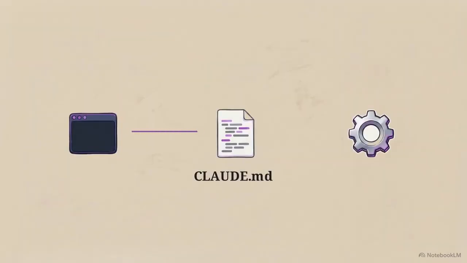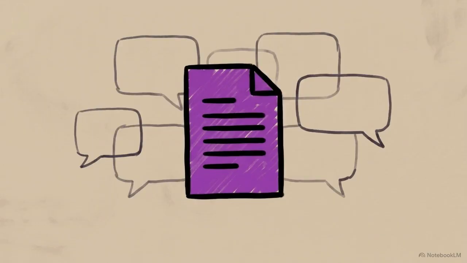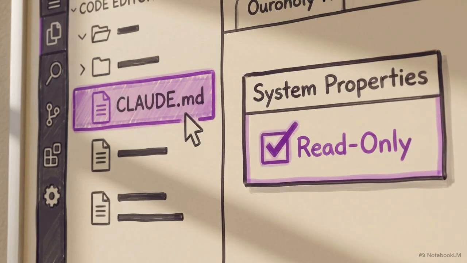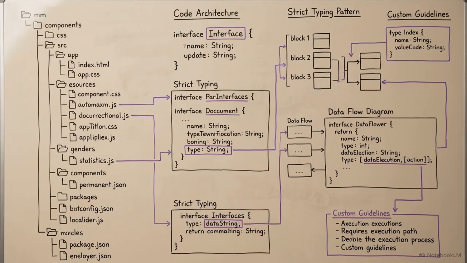Every time you interact with Claude Code, it reads this file first. It acts as a persistent set of instructions, so you don't have to repeat your preferences in every single prompt. By locking these constraints into a static file, you transition from using a generic assistant to working with a specialized developer that follows your project's unique guidelines.